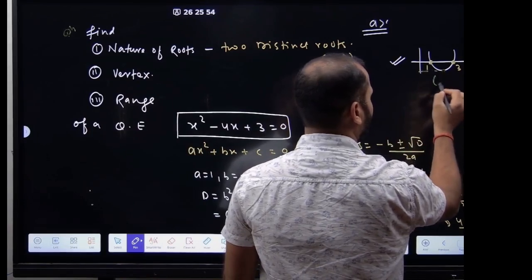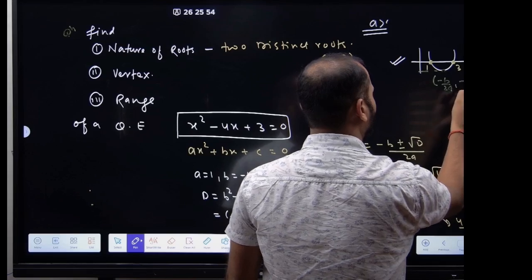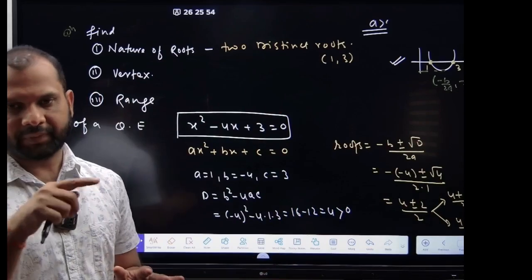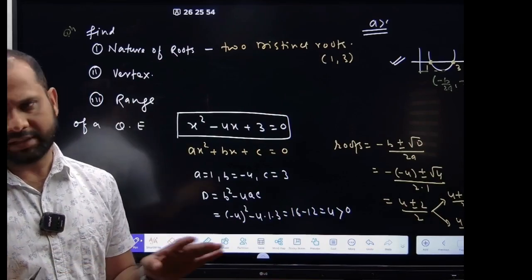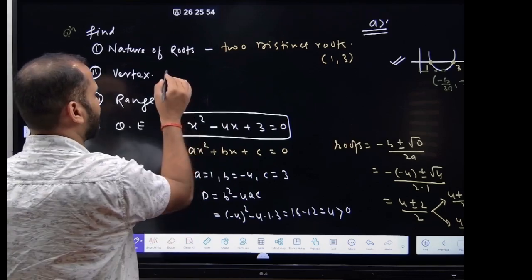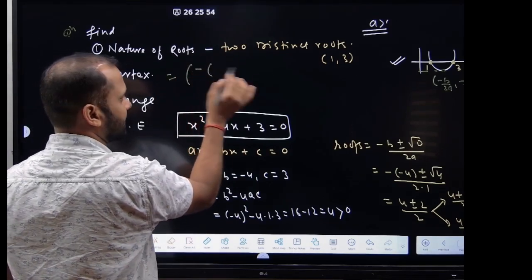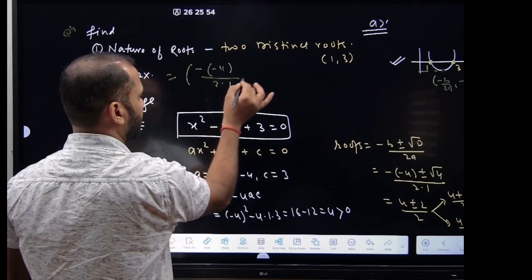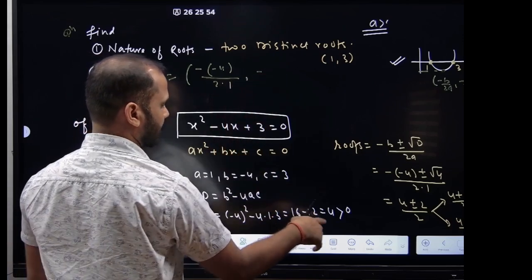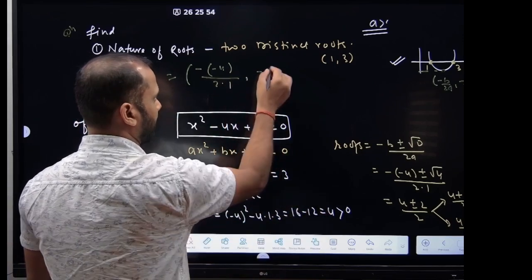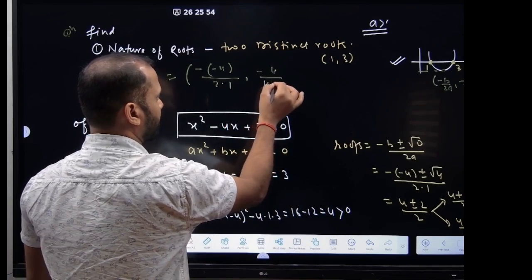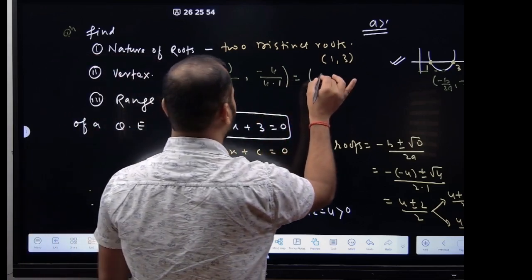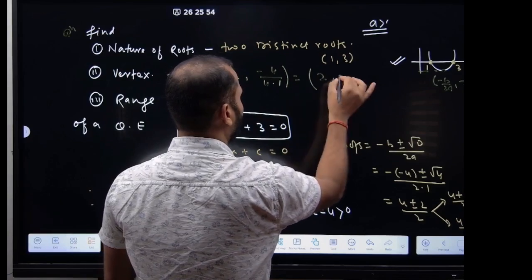So, this vertex will always be minus b by 2a comma minus d by 4a, and it is valid for any type of quadratic equation, a positive, negative, does not matter. So, if I will be writing the vertex, what is the b value? Minus of minus 4 divided by 2 into 1 comma minus d, how much is the d? D is 4 divided by 4 into 1, correct? If you solve, how much is it? Minus minus plus, how much should it be? 2, no? 2 comma minus 1.